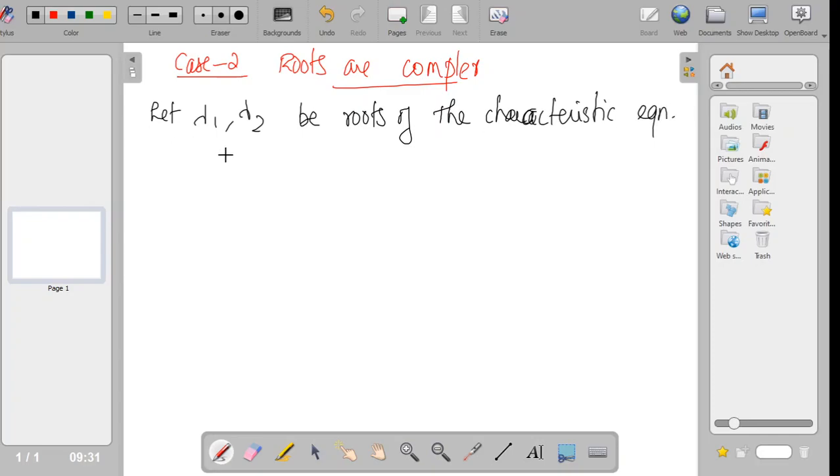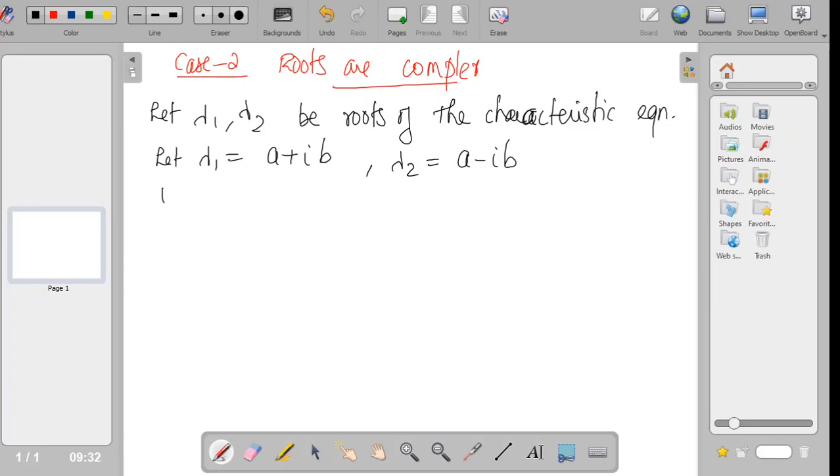Lambda 1 and lambda 2 are found in the same way. So we are taking x equal to a e raised to lambda t and y equal to b e raised to lambda t to be a solution, and then we will find out the values of lambda 1 and lambda 2. So if roots are complex, they will occur in conjugate pairs. So lambda 1 is a plus ib and lambda 2 is a minus ib.